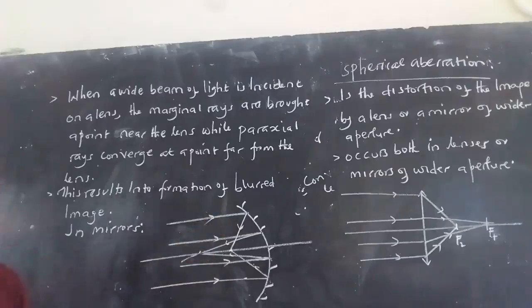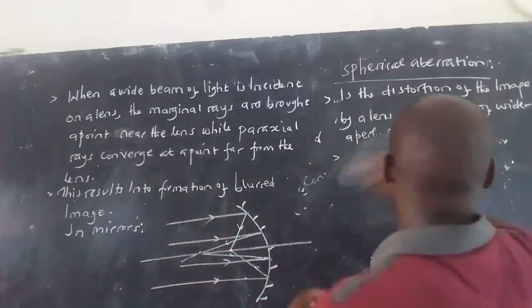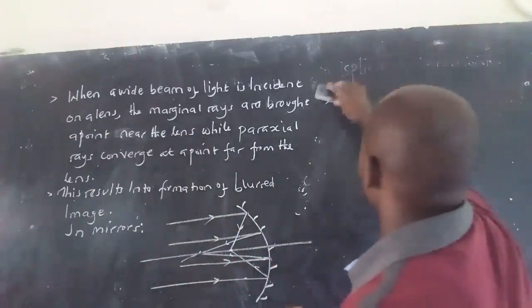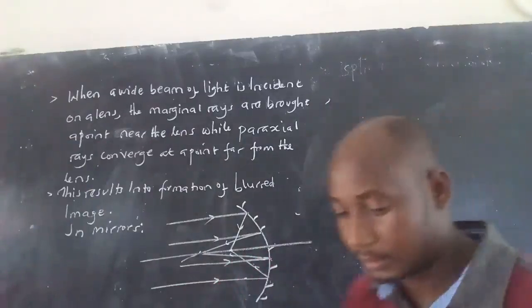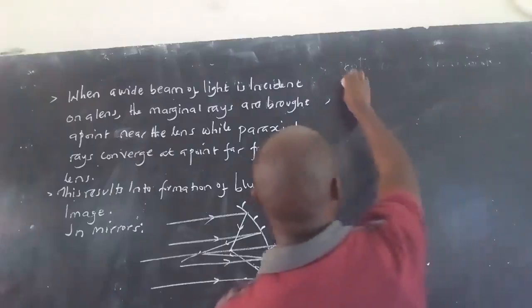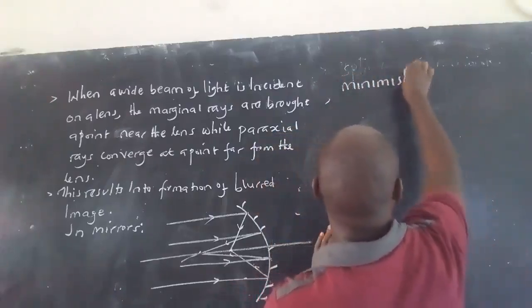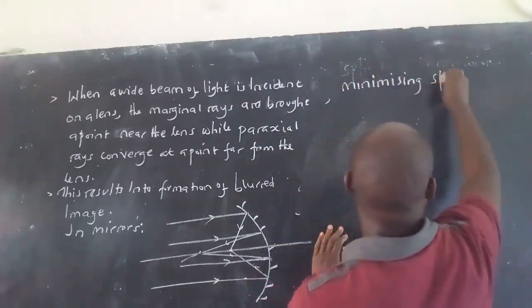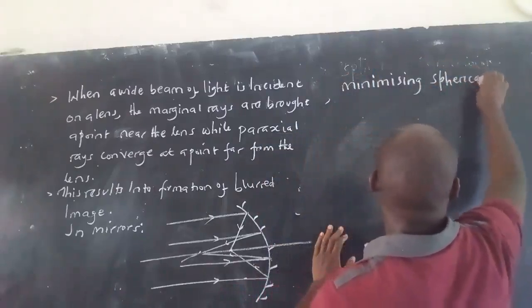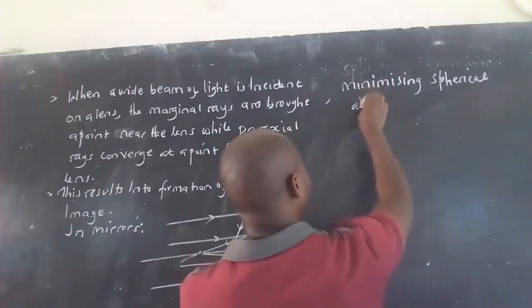So how do we minimize this? Minimizing spherical aberration.